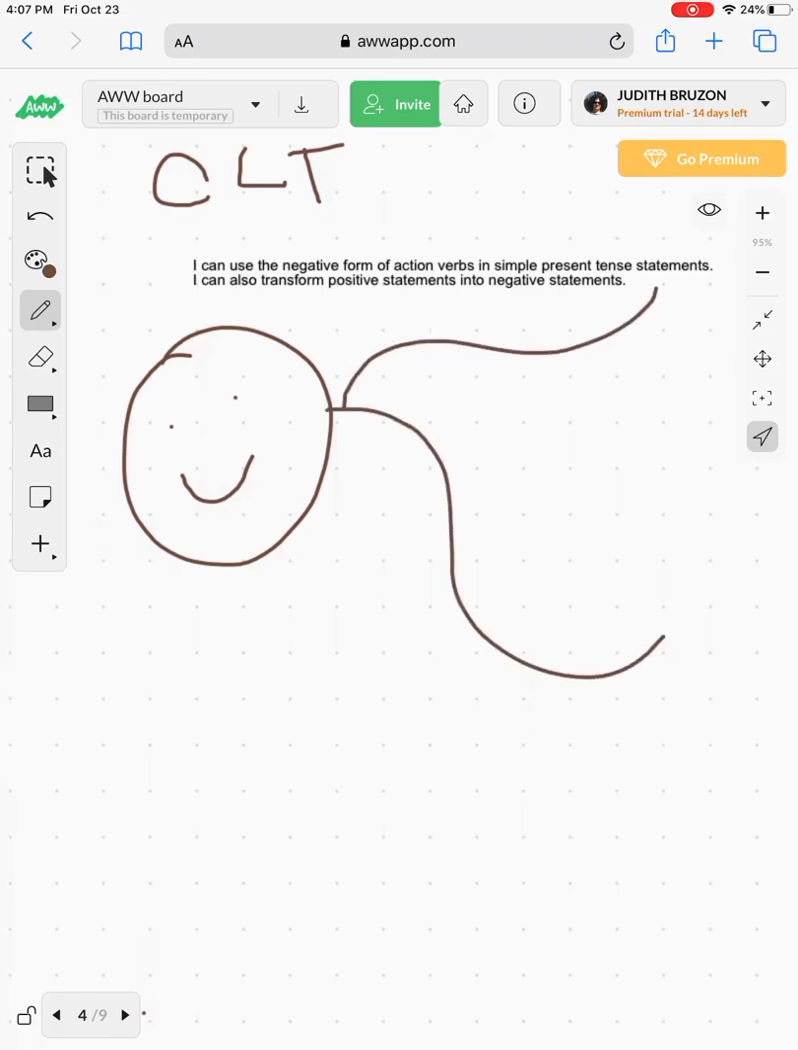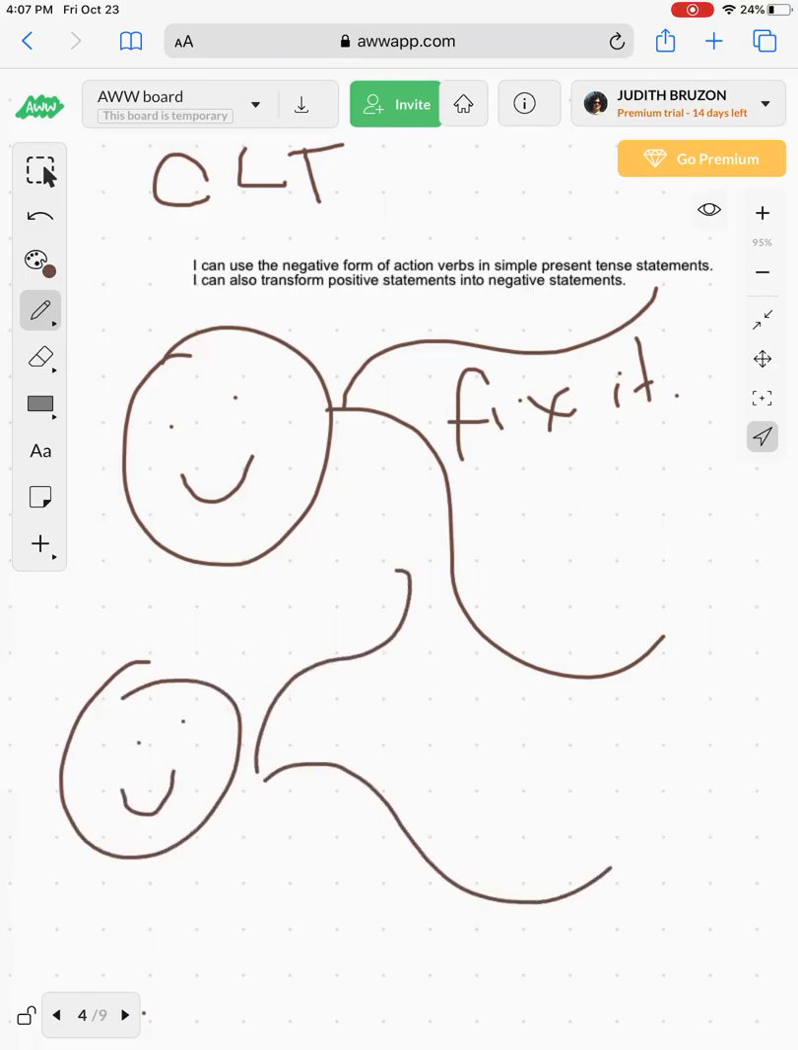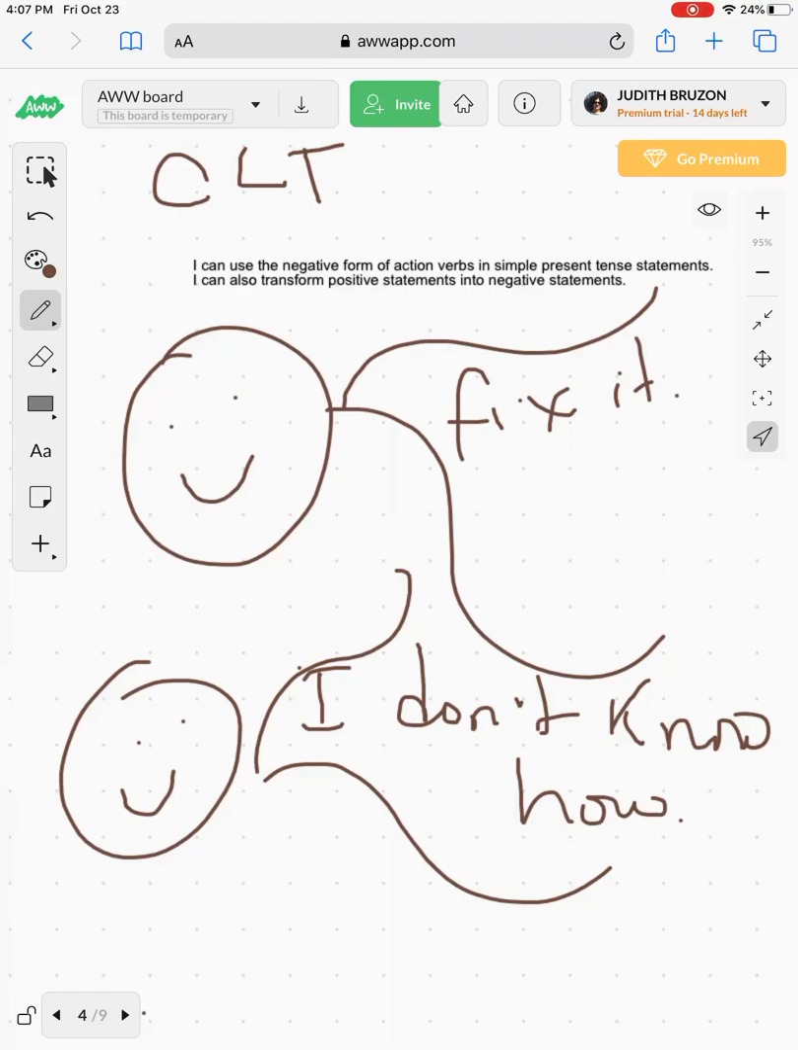So I want you to take a look at this conversation and I want you to finish it. Okay, so last week I told my husband, the toilet is broken, fix it. Okay, that's what I told him. And I want you to remember, finish the conversation. So what do you think my husband replied to me? Okay, so he said, but wife, I don't know how. That's what he said to me. But wife, I don't know how.